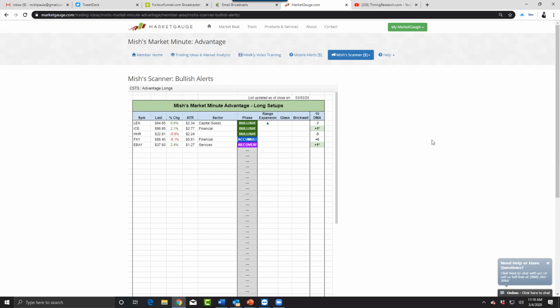And so essentially what this scanner does, and you can see how short it is right now. There's only 5 instruments on here, and obviously it's because of the condition of the market right now. But you can see that you will get, and this is exactly what I vet and then trade myself along with my members, what is changing phases. So you can see Lennar, you can see ICE, HHR, which is a small little stock, FXY, which is the yen, and eBay, all actually improved in phase.